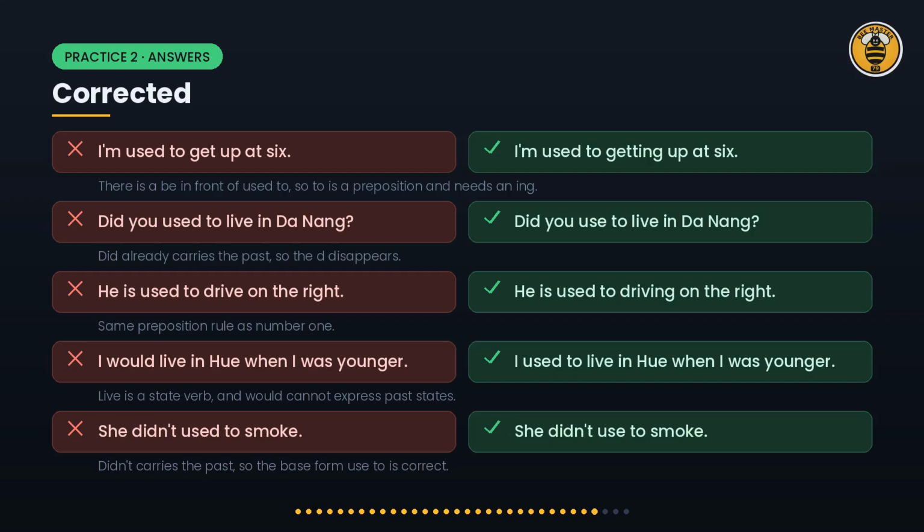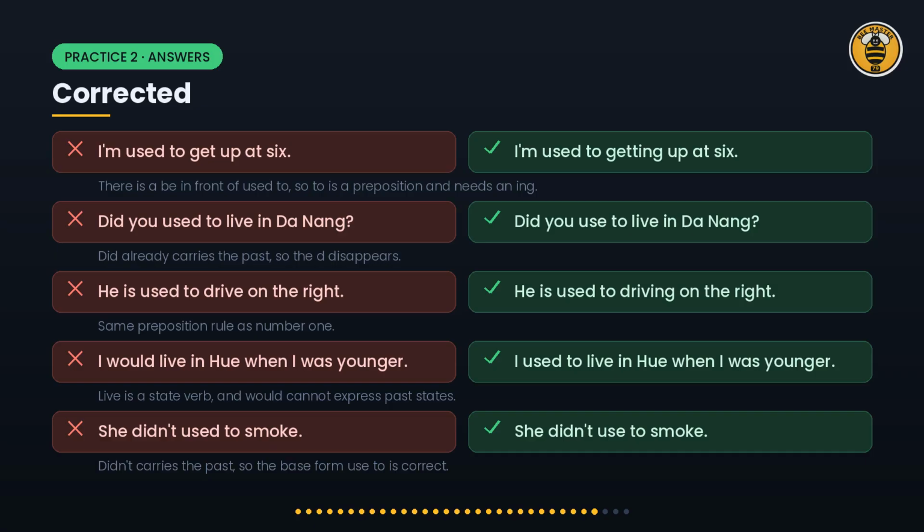Here they are, corrected. 1. I'm used to getting up at 6. There is a be in front of used to, so to is a preposition and it needs an ing form. 2. Did you use to live in Durham? Did already carries the past, so the d disappears. 3. He is used to driving on the right. Same preposition rule as number 1.